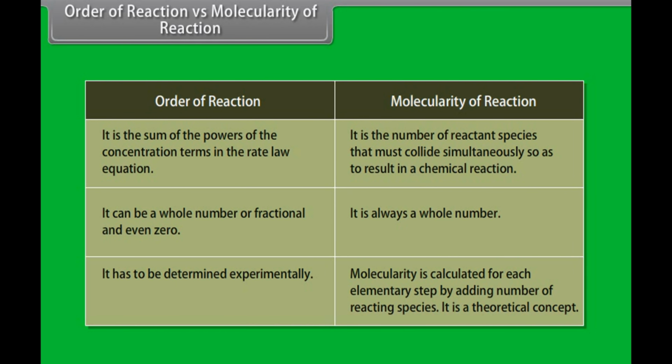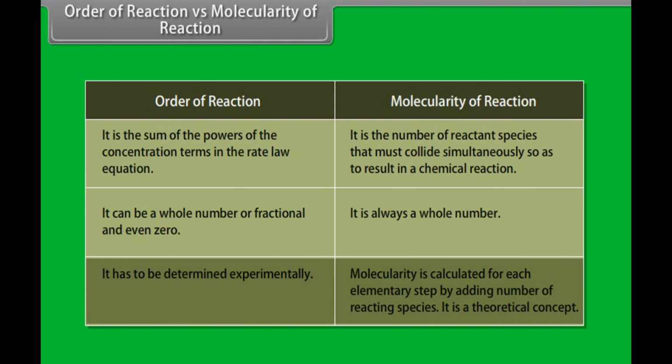Order of reaction versus molecularity of reaction. The important differences between the order of reaction and molecularity of the reaction are: order of reaction is the sum of the powers of the concentration terms in the rate law equation, whereas molecularity of reaction is the number of reactant species that must collide simultaneously so as to result in a chemical reaction. Order of reaction can be a whole number or fractional and even zero, whereas molecularity of a reaction is always a whole number.